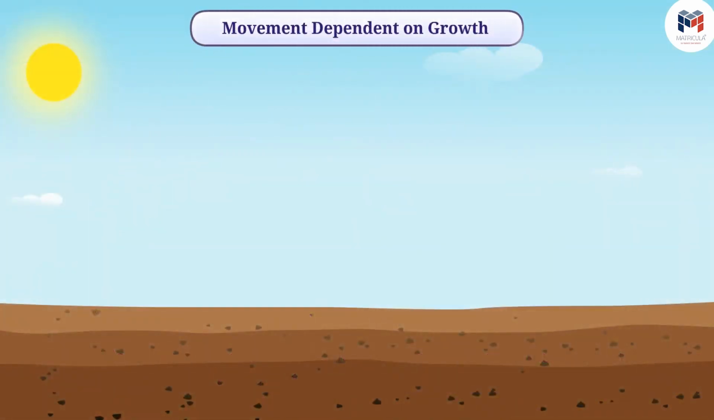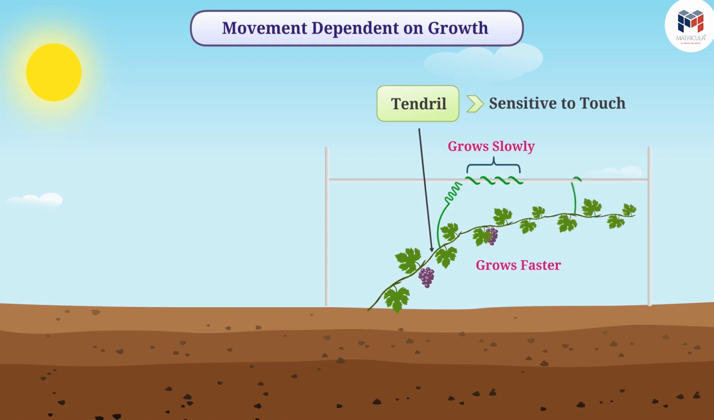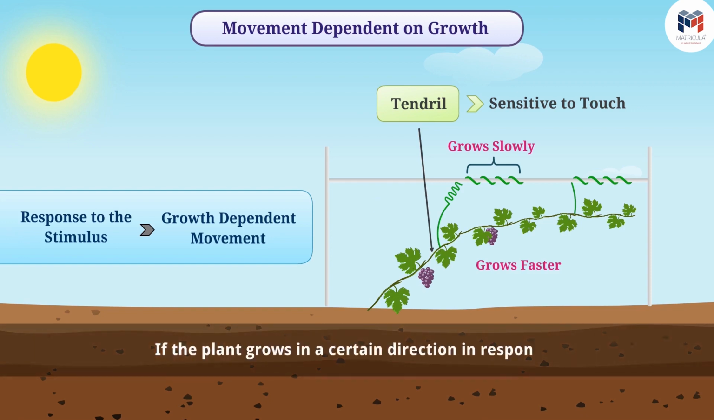Movement dependent on growth. In some plants, such as grape plants, tendrils are sensitive to touch. When a part of the tendril comes into contact with the base, then the part of the tendril in touch with the base grows slowly, while the part which is away from it grows faster. As a result of this, the tendril circles around the base and climbs over it. The response has a direct relation with growth. Such movement is called growth-dependent movement. Here, the plant grows in one direction in response to the stimulus. If the plant grows in a certain direction in response to the stimulus, then such movement is called tropism.